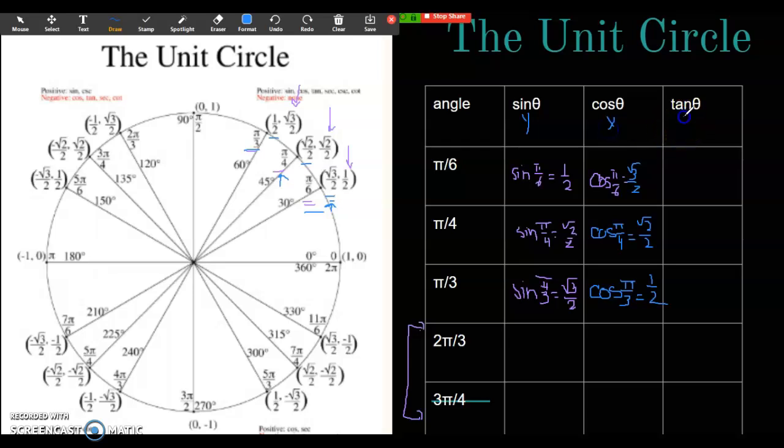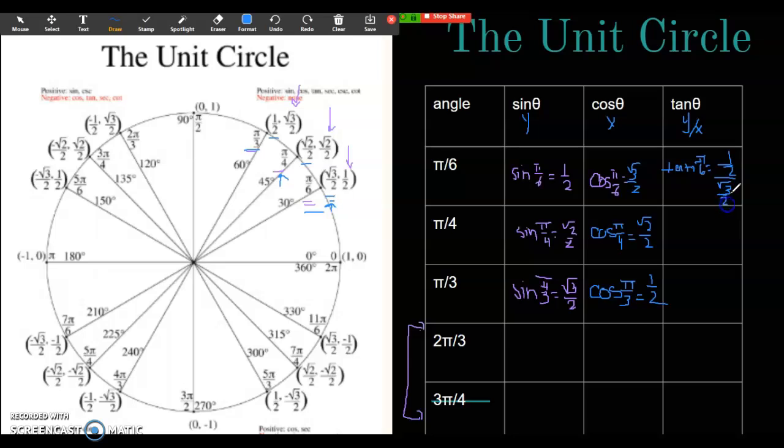Now remember, tangent is going to be the y divided by the x. So all I'm going to do, I have the y and the x. I got the sine and the cosine. If I'm trying to find the tangent of pi over 6, I just need to take its sine, which is 1/2, and I need to divide it by its cosine, which is radical 3 over 2.